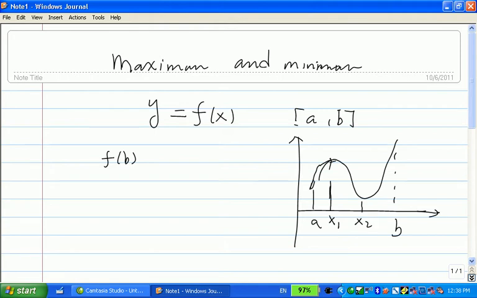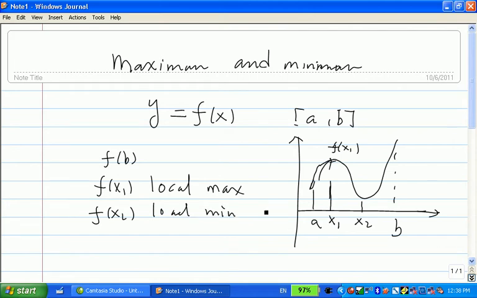Now, we call f(x1) a local maximum, because f(x1) is locally the highest point. And f(x2) is a local minimum. But in this case, it's also the lowest point for the whole f(x) on the interval [a, b]. So f(x2) is a local minimum and also the absolute minimum for this case.